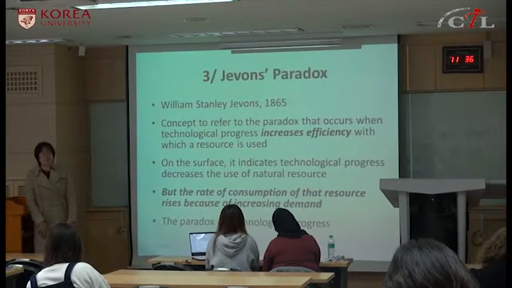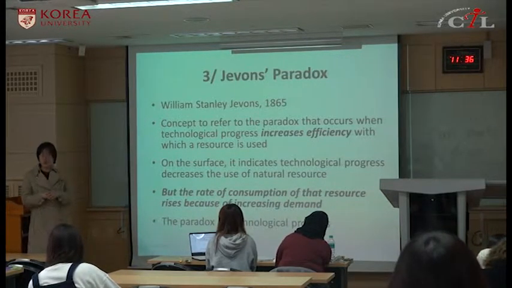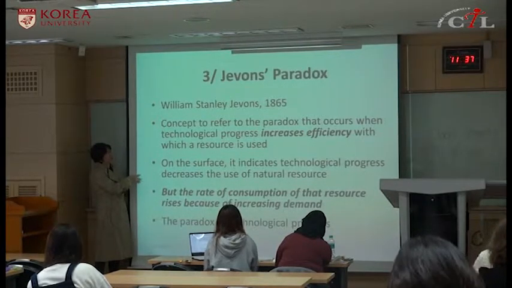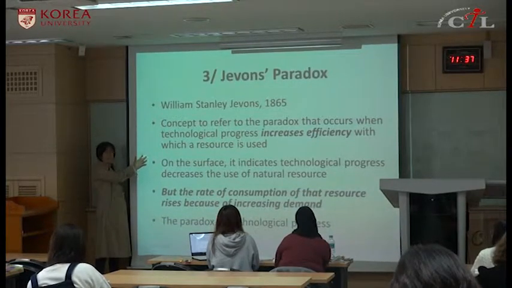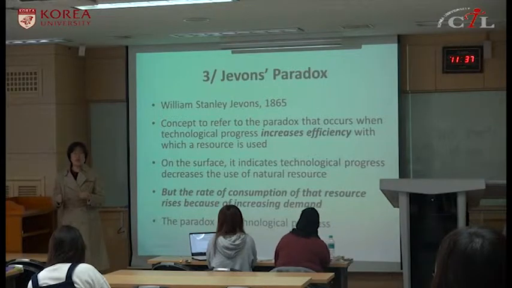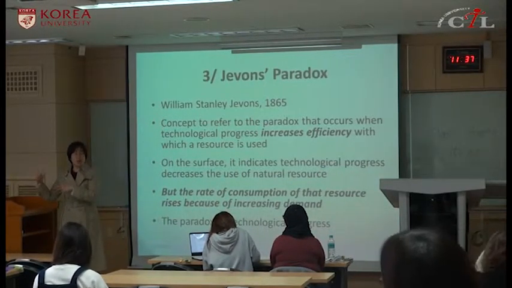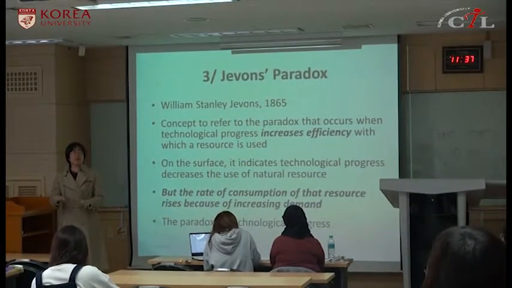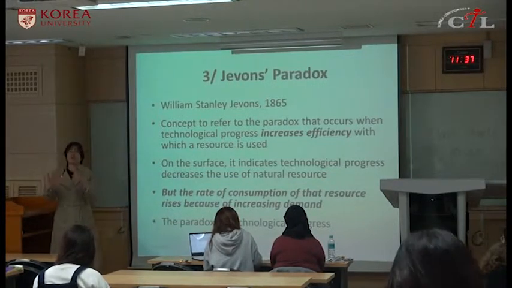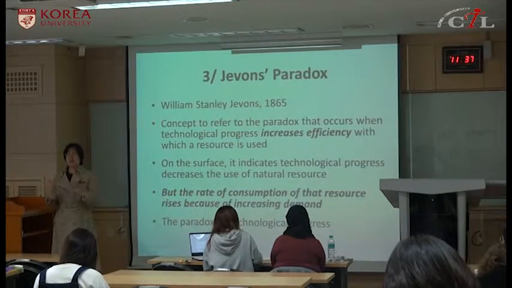But then some people also said technological development can contribute to increasing efficiency with the natural resources that are used. Another aspect of technological progress is that people believe that on the surface, if you improve technology, you can increase efficiency with the natural resources to be used, which means you can reduce the amount of natural resources to produce one product with the better technology development. But on the other face of technological improvement, the better technology can decrease the amount of natural resources, and that means increase the efficiency of natural resources use.